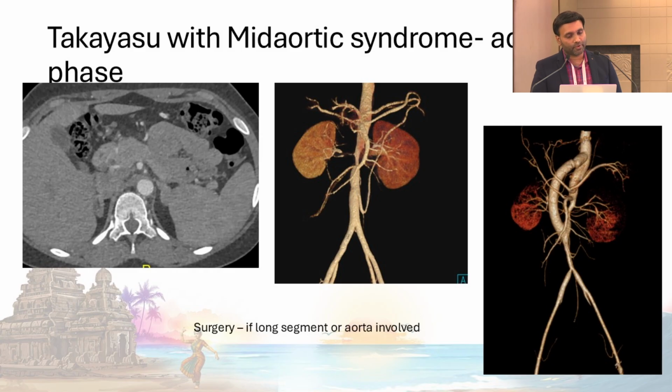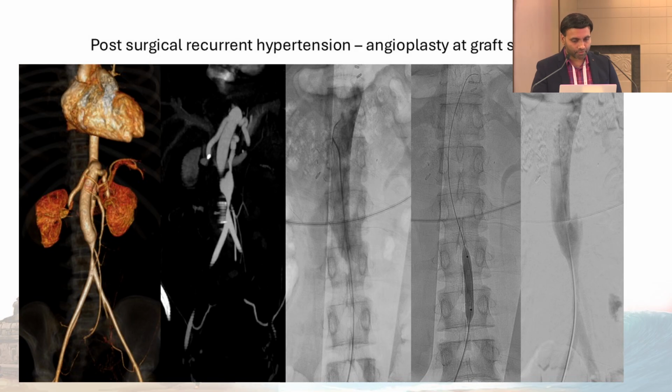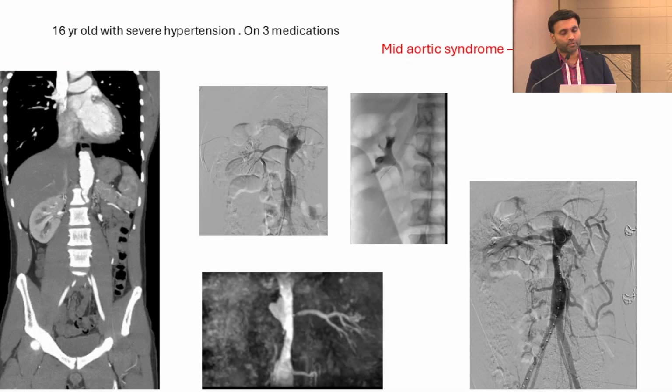Takayasu can come in multiple flavors. This was a case of mid-aortic syndrome. The aorta was also involved. So there is involvement of the aorta plus renal artery. If there is involvement of the aorta plus renal artery, called mid-aortic syndrome, it's not a good idea to do angioplasty for the aorta because of inflammation and thrombosis. So in this case, the best idea is to go for a graft. The surgeon placed a graft from the aorta.